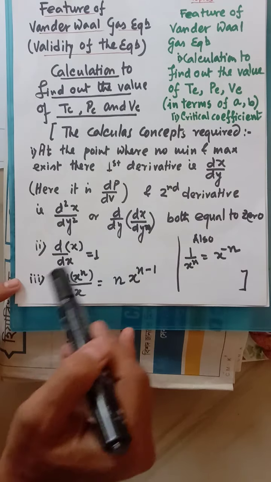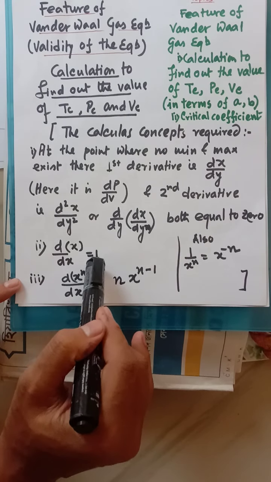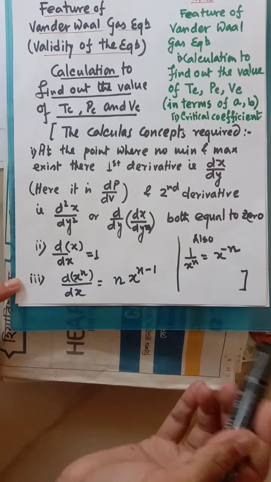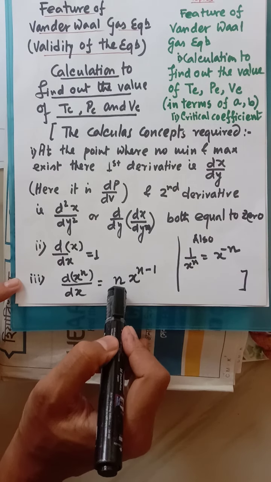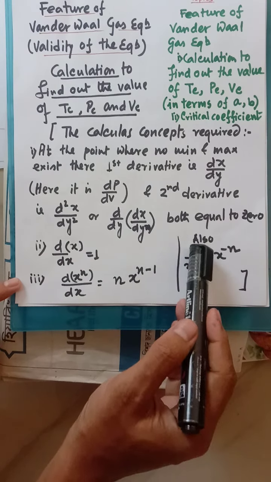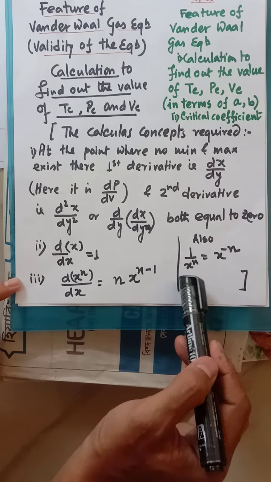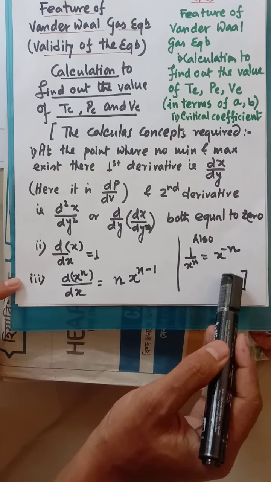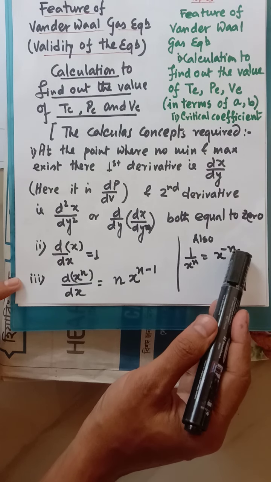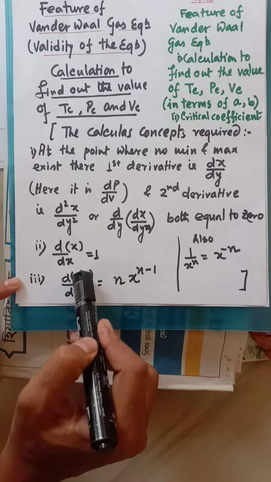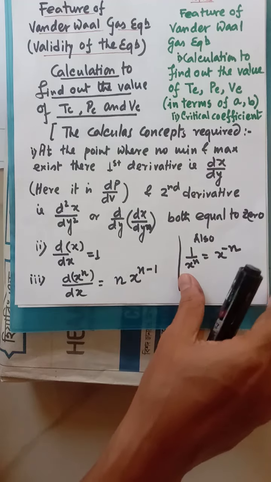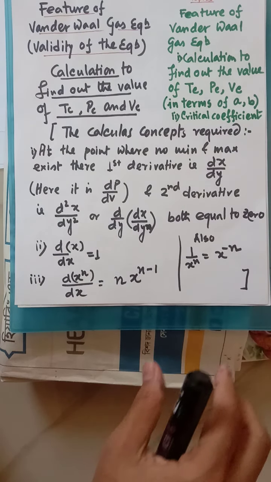Now the second point is the differential formula: d/dx of x is 1, and d/dx of x to the power n is n x to the power n minus 1. From the concept of class 10, 1 by x to the power n equals x to the power minus n. Obviously it is applicable here, whenever it is minus n. So let me proceed into the calculation part.